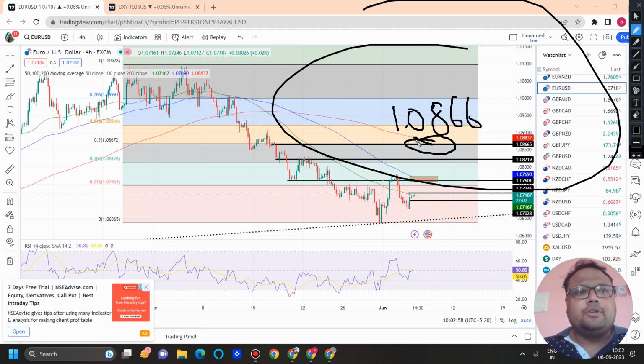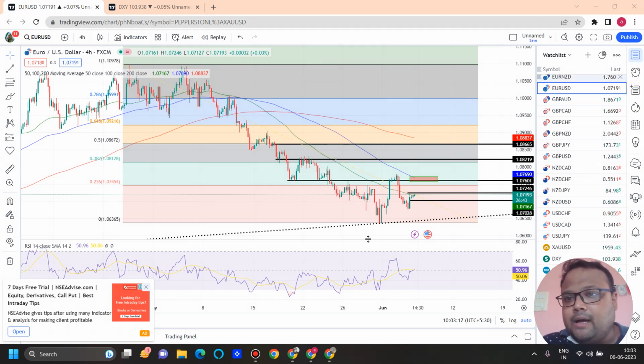So confirmation will be in the form of good price rejection from above, not on the 4-hour time frame. It is too slow. You can easily switch to the 1-hour time frame, 15 minutes time frame. Any strong price rejection will give you the confirmation. But the problem is that these two levels, 1.0866 and 1.0825, are far away, and right now the market is trading in this area.